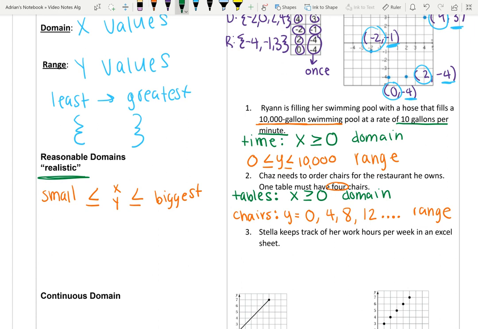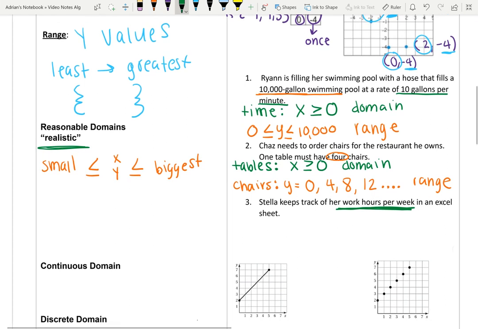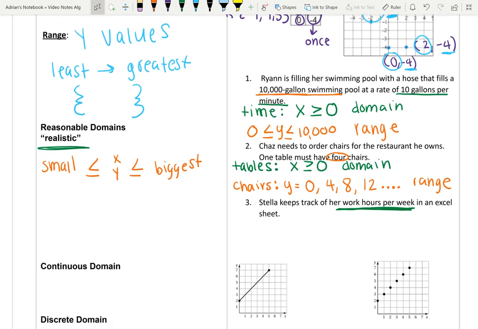And then next it says that Stella keeps track of her work hours per week in an Excel sheet. So we're just looking at work hours per week here. We only have one thing we're looking at. So we're only going to have just a reasonable domain here. We're not going to have a range because they don't give us anything else. So if we're looking at the number of hours a person works per week, on average, it's about 40 hours. So I want to say in between 0 and 40.